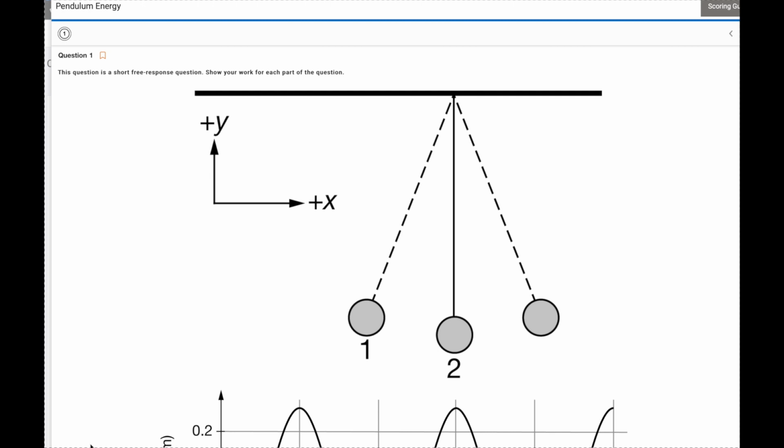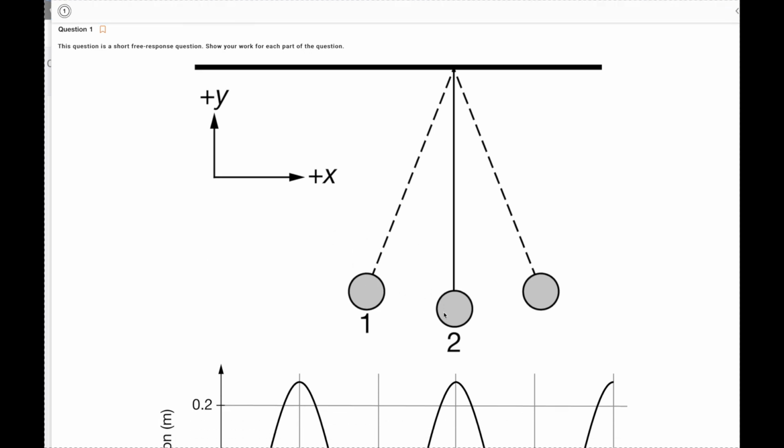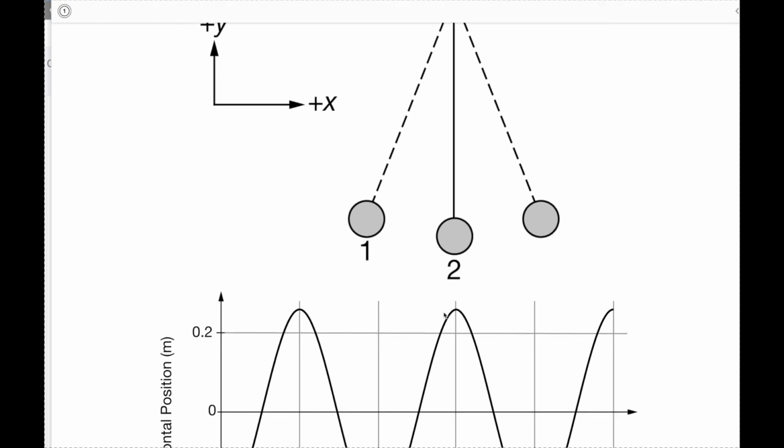Today, I want to go through a short free response or a paragraph. This is going to include a pendulum. It gives you a graph. So this is the graph we're going to see.